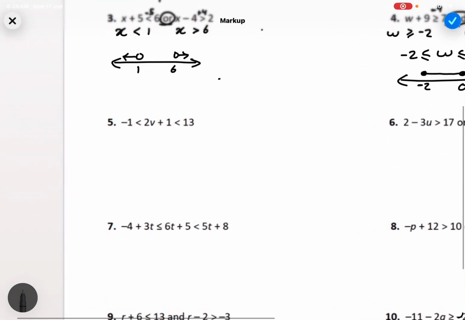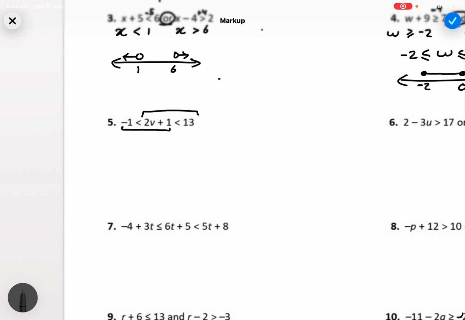For question 5, this is a bit different because there's no "and" or "or", and it gave you just this big long equation. You have to take it apart actually. You take the first part, which is this, and the second part, which is this. I hope that makes sense.